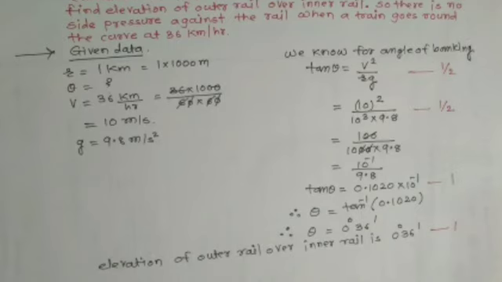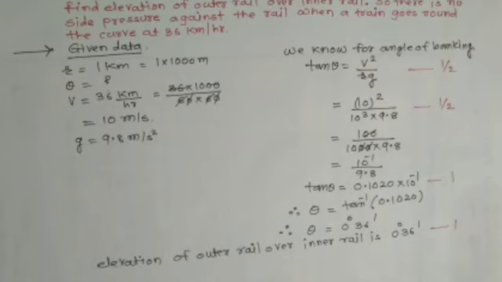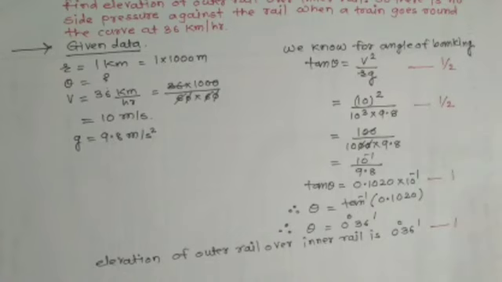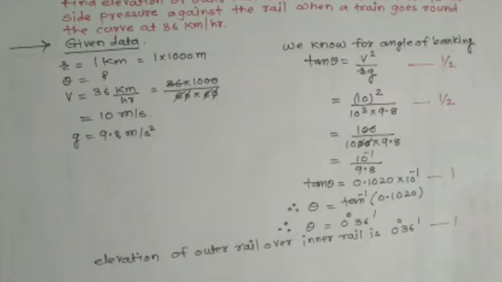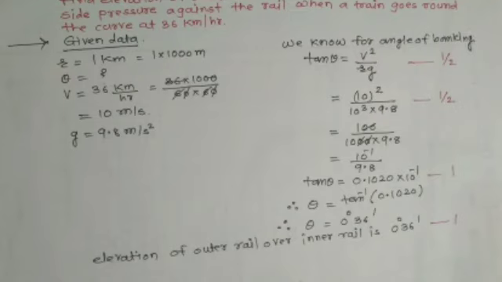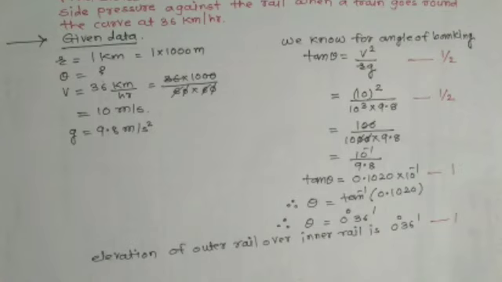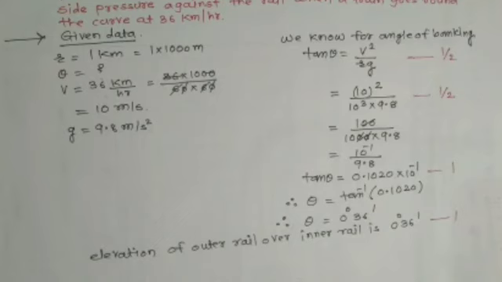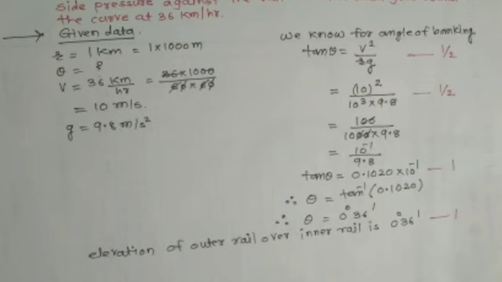If we substitute the values, then for finding tan theta, it is equal to 0.0102. So the elevation of the outer rail over the inner rail is 0 degree 36 minute. That is the answer of the given numerical.